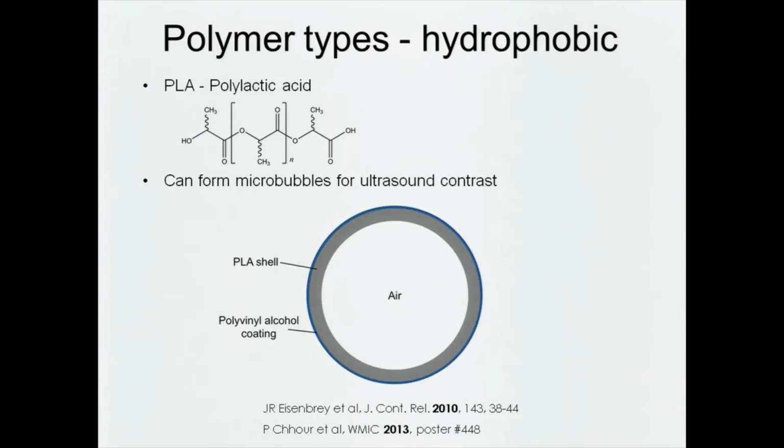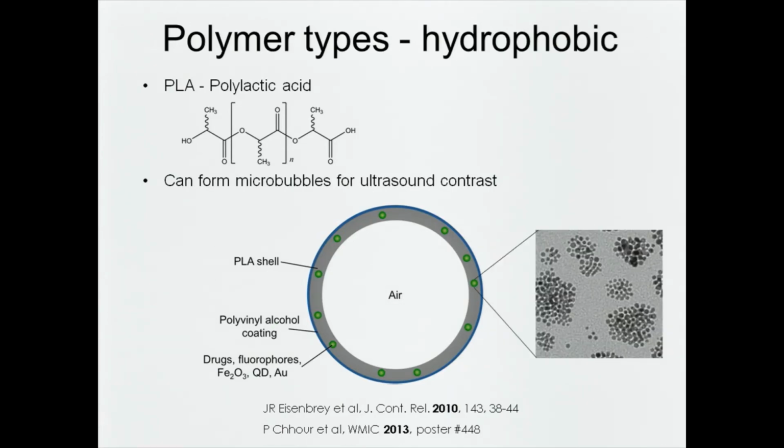So another hydrophobic polymer that's frequently used is polylactic acid. This polymer and other polymers such as PLGA or even albumin can be used to form microbubbles for ultrasound contrast. There are agents that are clinically approved based on this type of technology. So you have an air bubble inside and a PLA shell. Also again, in this case, polyvinyl alcohol coating. This is some work from my own group where we then took these structures and put nanocrystals into the shell, or drugs or fluorophores. And you can see nanocrystals in the shell here.